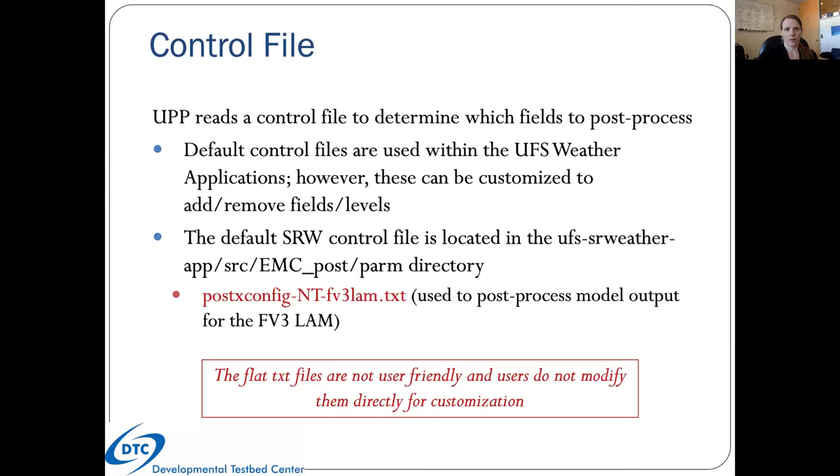Okay, the control file. UPP reads a control file to determine which fields to post-process. There are default control files that are used within the UFS weather applications. However, these can be customized to add or remove fields or levels as the user desires. So the default SRW control file is located in the EMC post PARM directory of the UFS SRW application source code. And it is called specifically for the FV3LAM, postxconfig-NT-fv3lam.txt. This is a flat text file that is used to post-process the model output for the FV3LAM. This flat text file is not user-friendly, and so you don't actually modify this file directly for customization, but I will go over that here in a bit on how to do the customization.